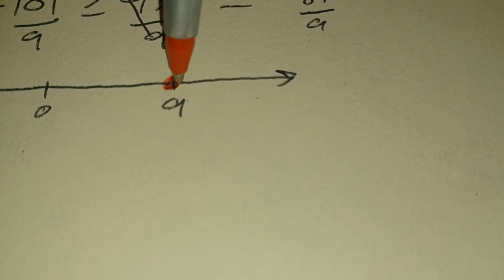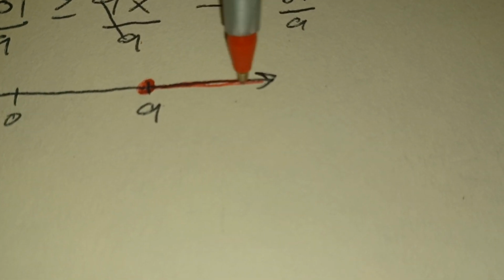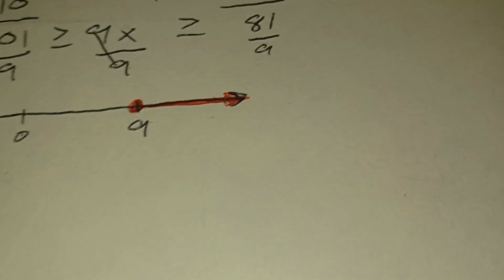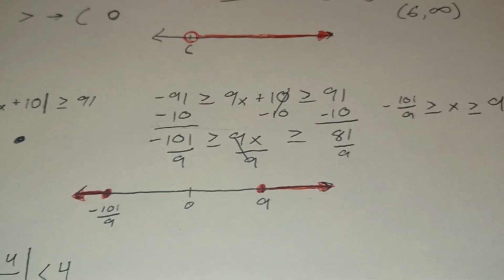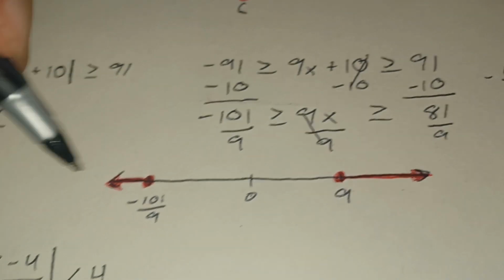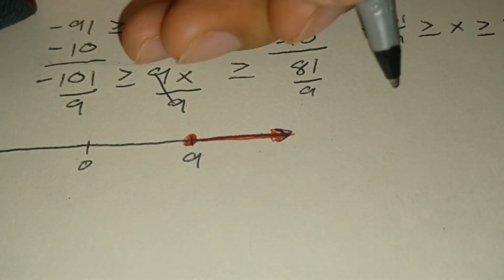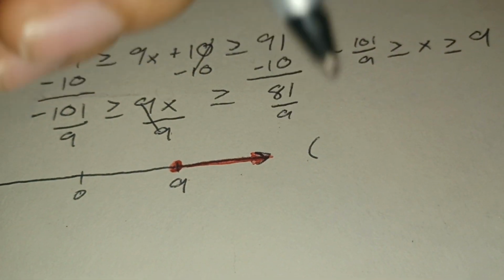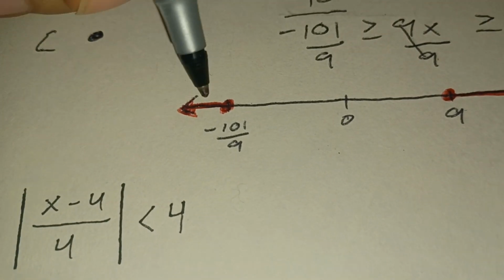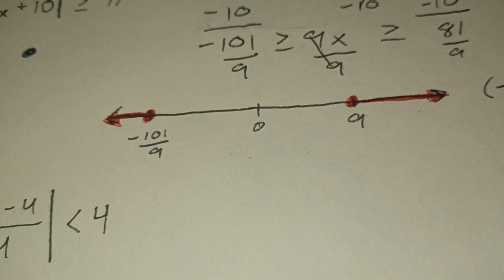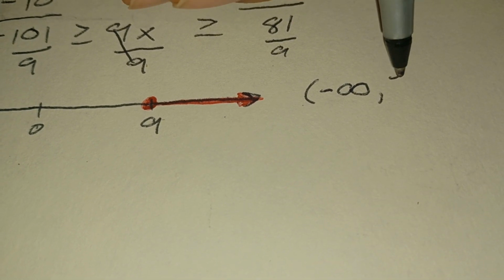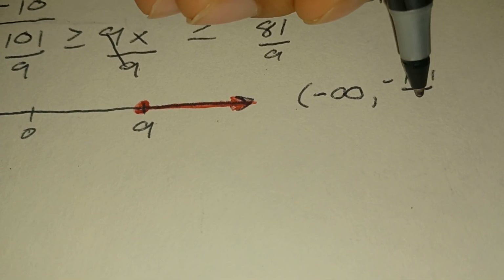So we shade everything to the right of 9 because those values are going to be greater than or equal to 9. Like that. And now we can go ahead and write down our notation for this. So let's start from here, making our way to here. Parentheses, remember we always use parentheses for infinity, we never use brackets. So negative infinity, because this indicates negative infinity, and it stops at negative 101 over 9. So comma, negative 101 over 9.